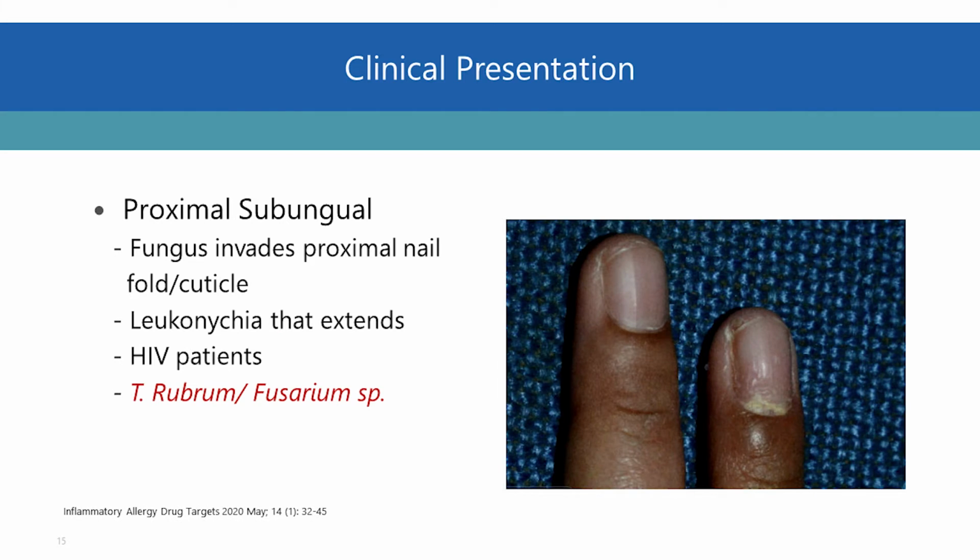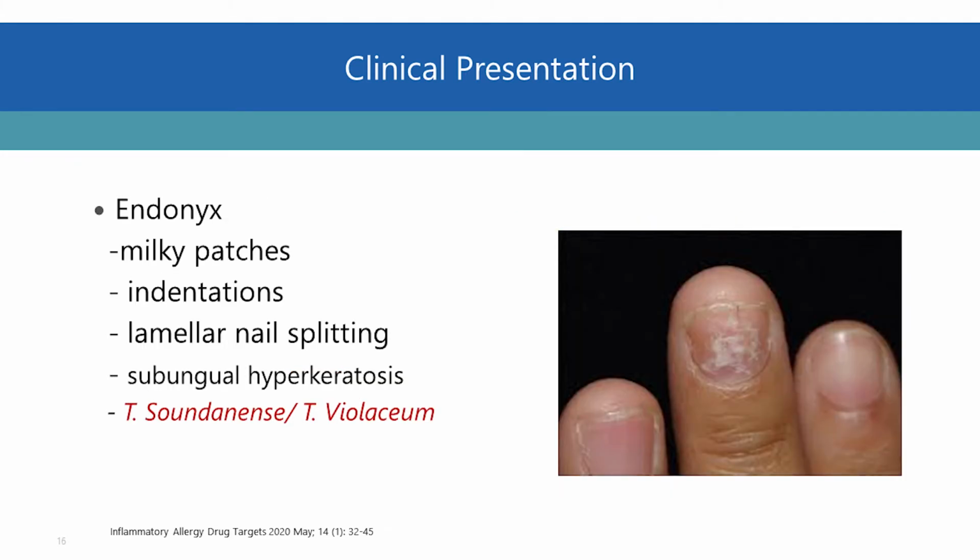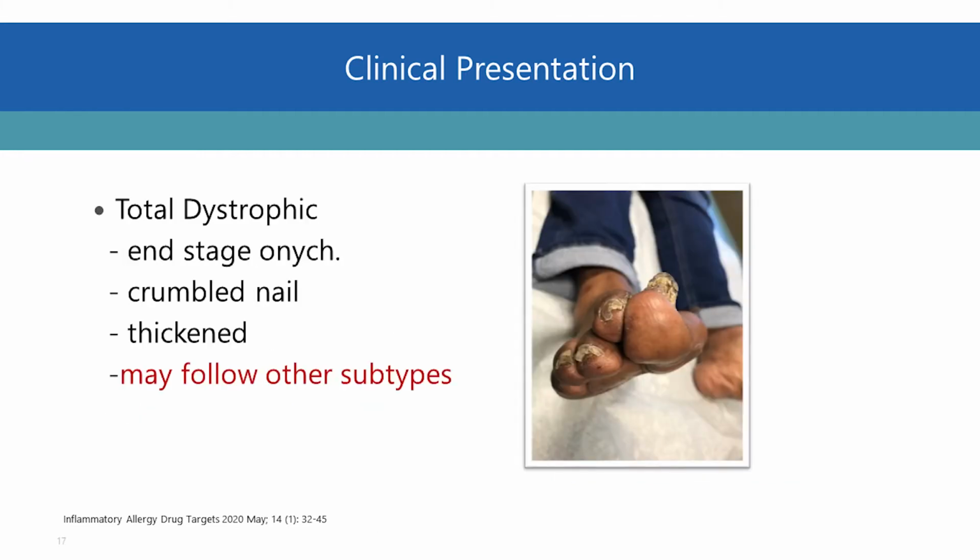This is your HIV patients. The fungus invades the proximal nail and the proximal nail fold. We have endonyx, which is evidenced by the milky patches, indentations, and nail splitting. Lastly, we have the total dystrophic subtype. Essentially, this is end-stage onychomycosis. This is your crumbled nail, your thickened nail. This is the most common subtype and often follows all the other subtypes.